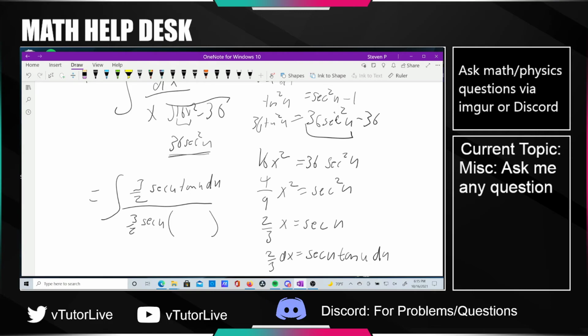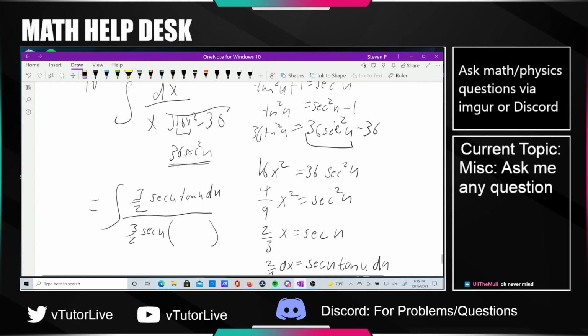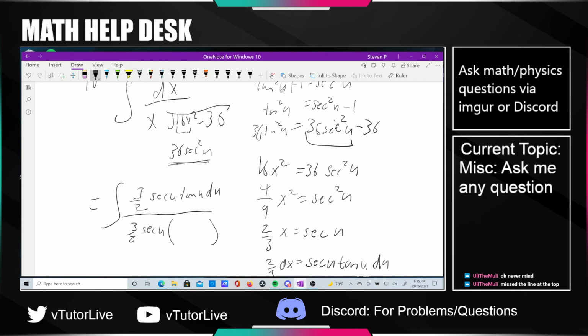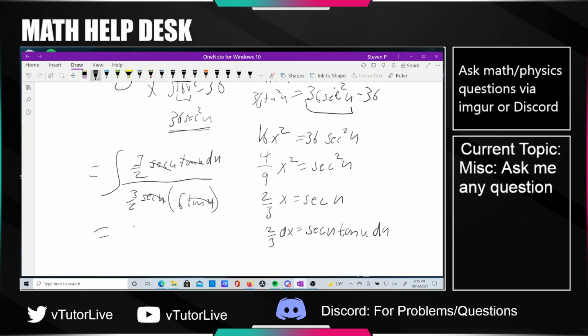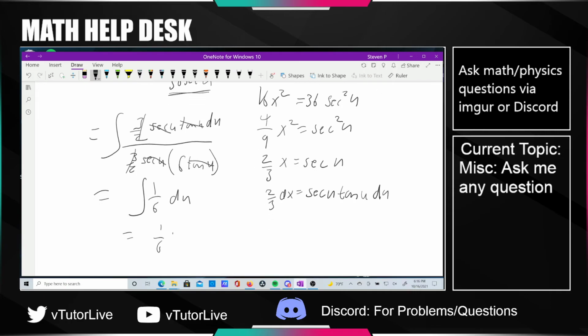Because we wanted 36 secant squared minus 36 to be equal to 36 tan squared. Sorry, I'm having a brain fart right now. So then this should just be a 6 tan of u, right? So then, oh my god, it all cancels again, right? Secant tan cancels out. What do you know? 3/2, in fact, even cancels out. So what are we left with here? We're left with the integral of 1/6 du, which is equal to 1/6 times u, right?